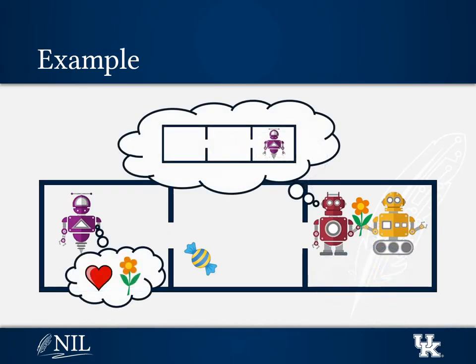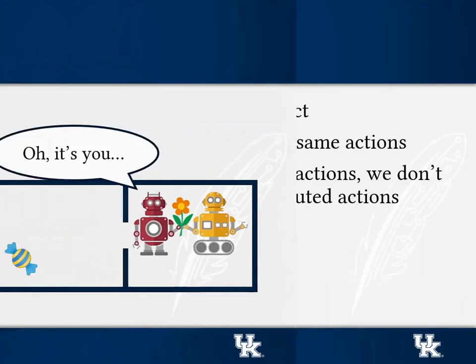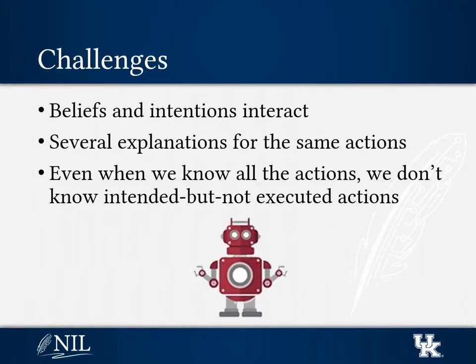Another equally reasonable conclusion is that red is in love with purple. Red accurately knows that purple wants flowers, but red is mistaken about purple's location. This example highlights some of the challenges of belief and intention recognition. First, we can't really separate it into 2 different problems because beliefs and intentions interact. Second, there are often several explanations for the same series of actions.